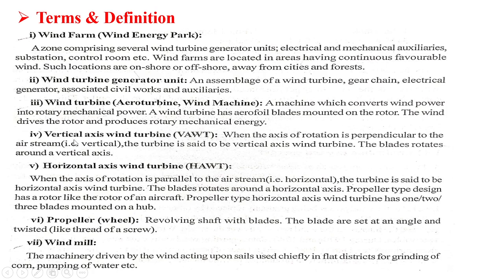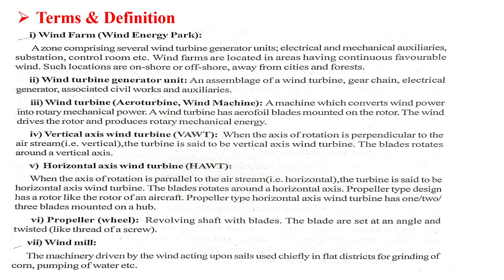Vertical axis wind turbine, VAWT. When the axis of rotation is perpendicular to the air stream, that is vertical, the turbine is said to be a vertical axis wind turbine. The blades rotate around a vertical axis. Horizontal axis wind turbine: when the axis of rotation is parallel to the air stream, that is horizontal, the turbine is said to be a horizontal axis wind turbine. The blades rotate around a horizontal axis.